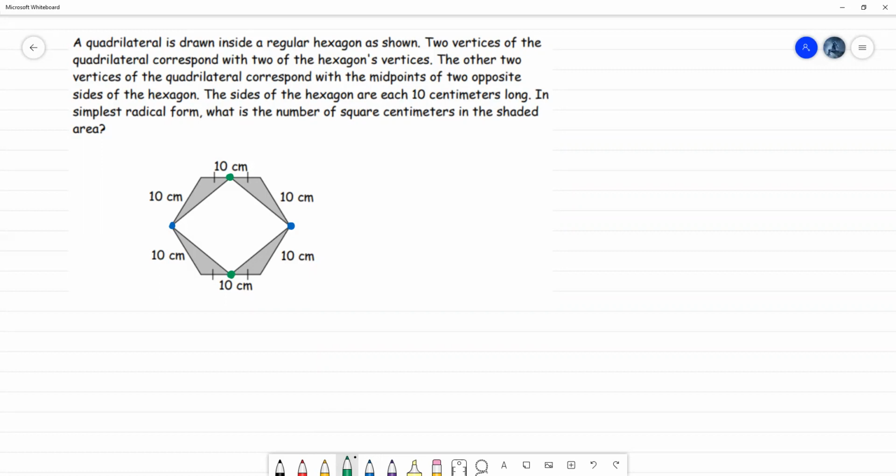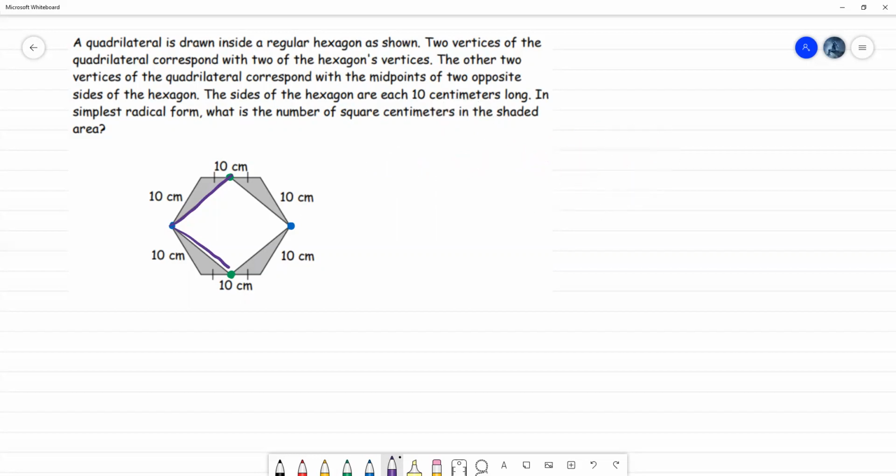So we have to find out the area of the shaded portion, but we only have our side lengths of the hexagon. One method you could try to solve this with is you could find the area of the hexagon and subtract the area of the quadrilateral to find the shaded area. But that wouldn't work because we don't have any information on the quadrilateral right here. So that would be a no.